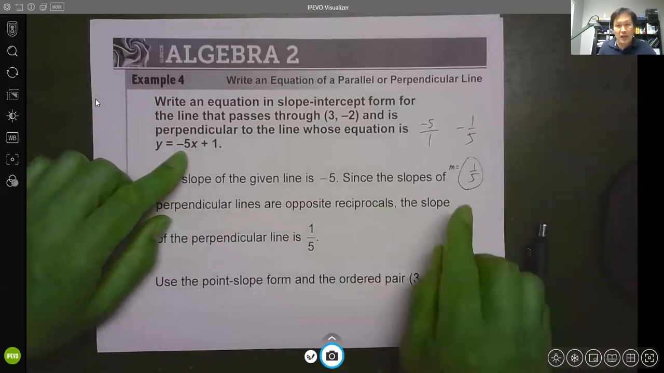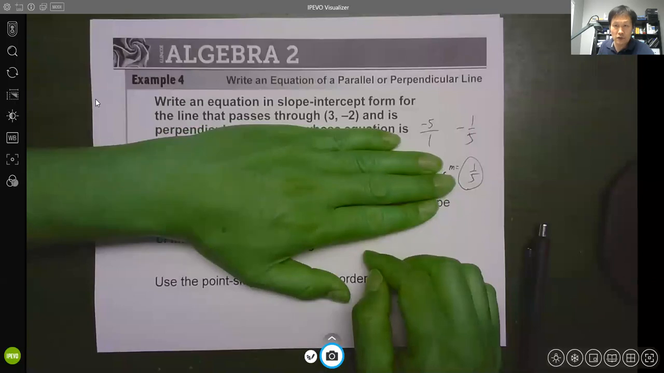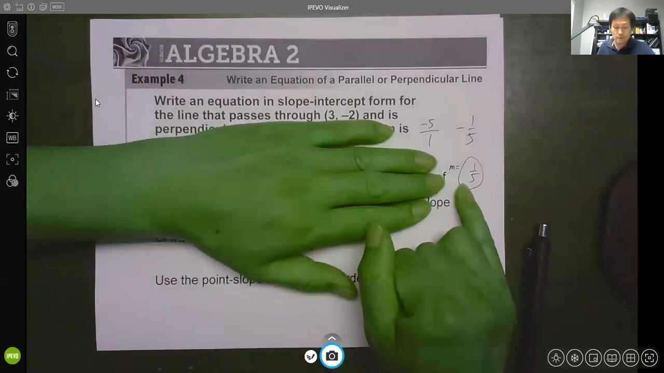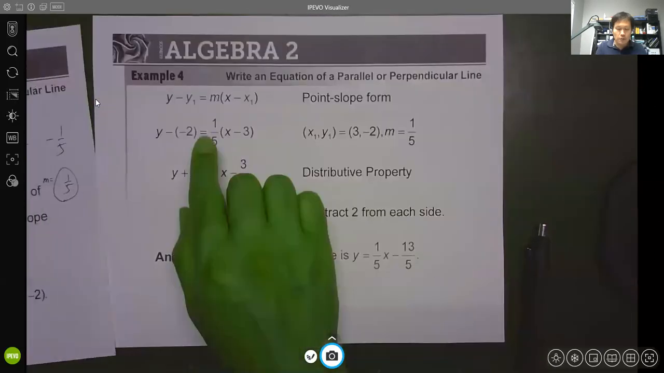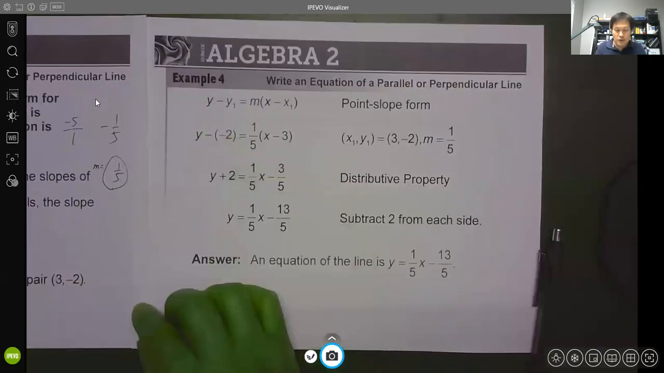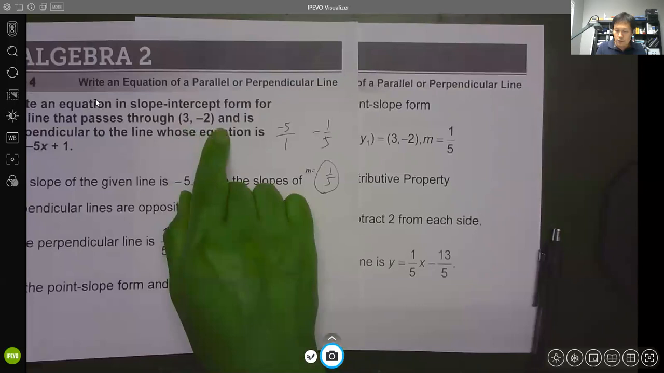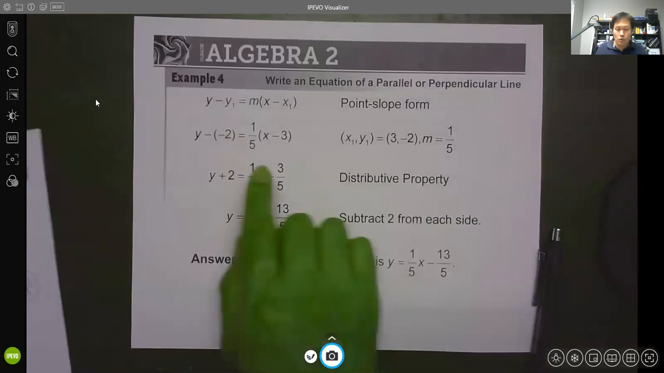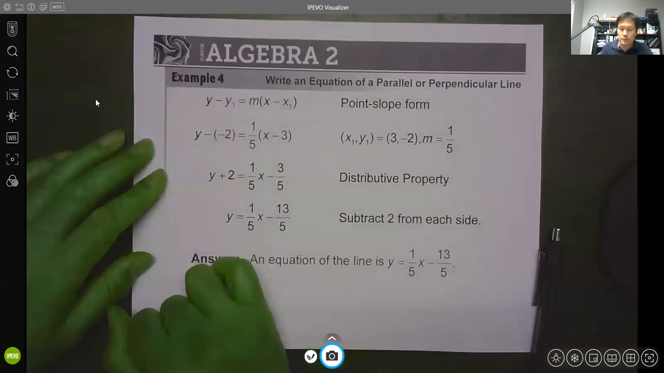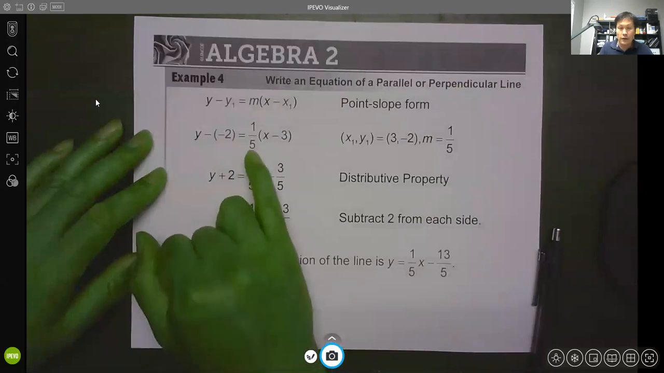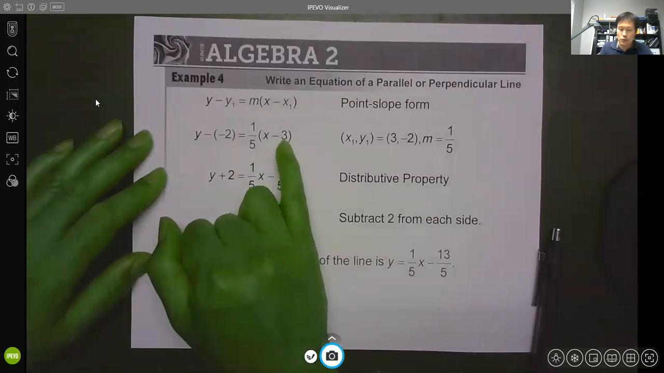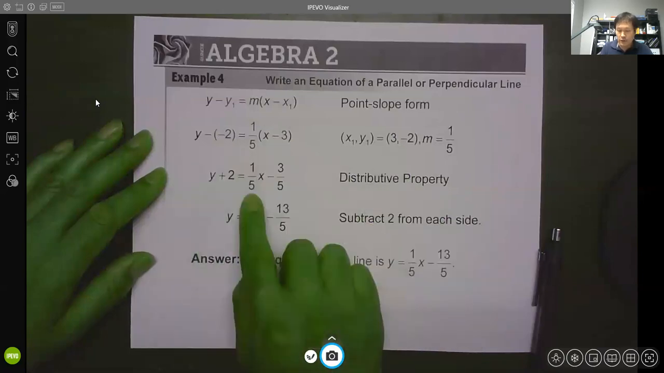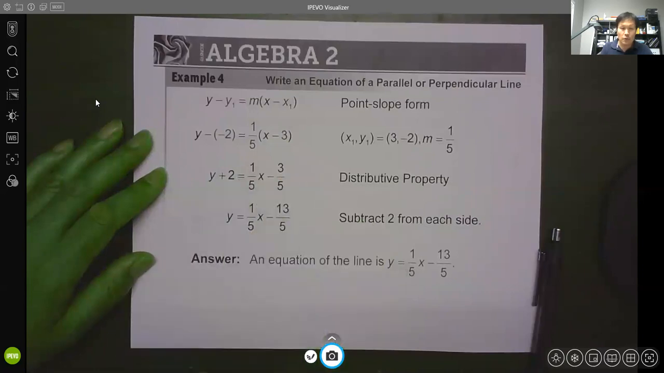Okay? Once you get the slope, you don't need any of that information. All you need is a point and slope. So they're using point-slope form here. The point was (3, -2). The slope we calculated as 1/5, and put that into the point-slope formula. So m is 1/5, x1, y1, plug it into the formula. Double minus becomes a positive. Distribute 1/5, minus 2 on both sides.